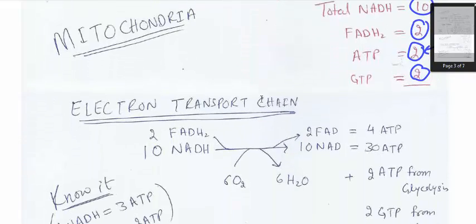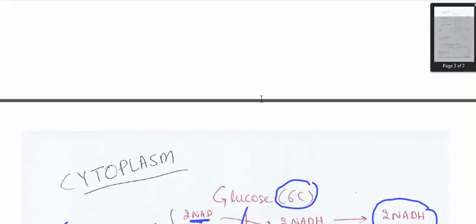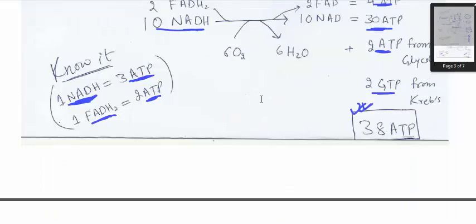And here I just want to emphasize one thing, that when 1 NADH is oxidized in the electron transport chain, it produces approximately 3 ATP, while when 1 FADH2 is oxidized in the electron transport chain, it produces 2 ATP. So we got 2 FADH2, and when these are oxidized to 2 FAD, we get 4 ATP, and 10 NADH will produce 30 ATP. Then 2 ATP from glycolysis and 2 GTP from Krebs cycle, so in total we got 38 ATP. So this is the whole summary of the energy metabolism. I hope this is clear. Please spend some time over this video and this will be clear.